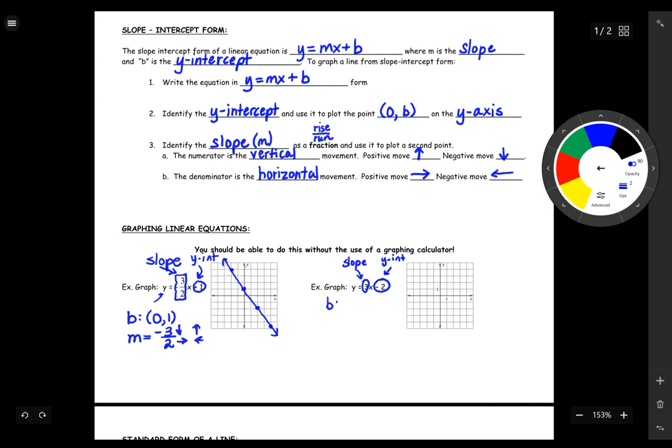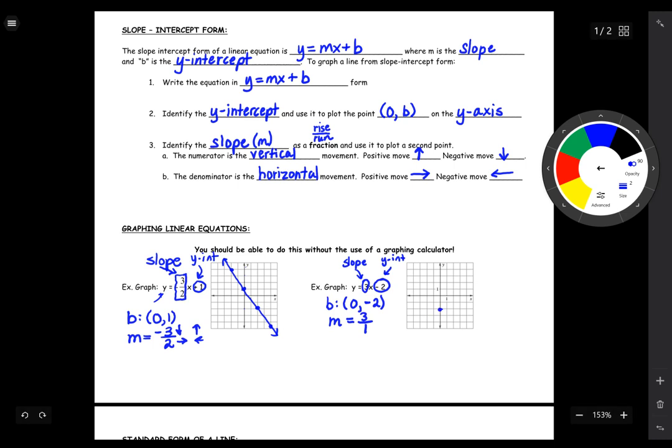So b is what we want to identify first because that's an actual point we plot. And slope, we're going to write it as a fraction. So if it's an integer, you just write it over 1. So 3 over 1. Let's plot the y-intercept. Stay at 0, go down 2.